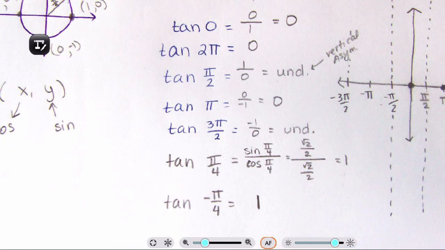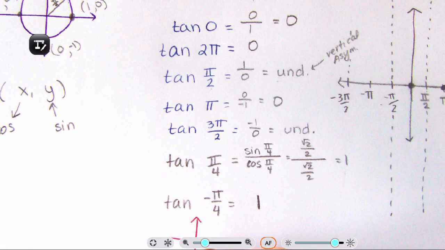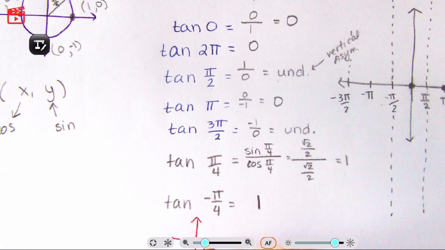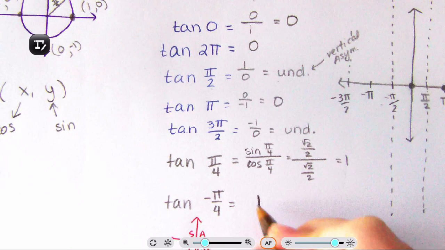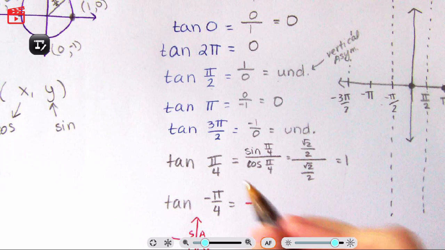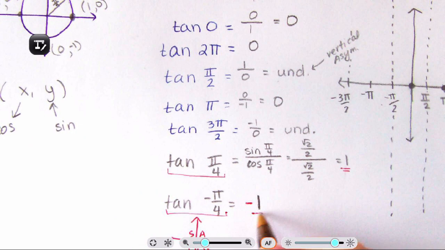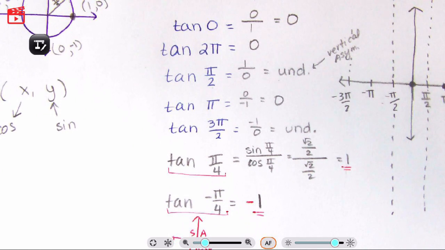But I'm thinking back to the all students take calculus. Negative pi fourths is located in the 4th quadrant. So it is here. So we have all students take calculus. That means our exact value of tangent of negative pi fourths is -1. So tangent of pi fourths is 1, tangent of negative pi fourths is -1. And those two are extremely important as well.